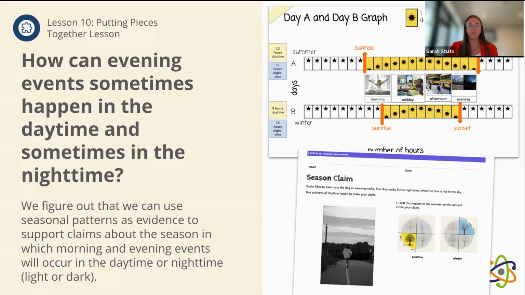We use these seasonal patterns to play the seasons game, and we support claims about what season a specific morning or evening event will occur. And then we make individual claims about the season in which an evening event occurs in the nighttime, using the seasonal patterns as evidence. We conclude the unit by returning to our experiences chart, and we get to play the seasons game with our own examples.